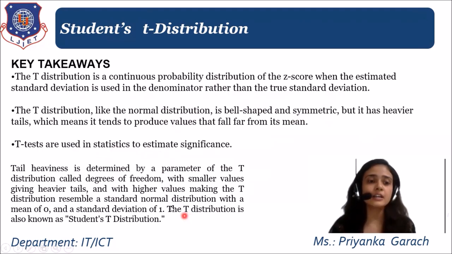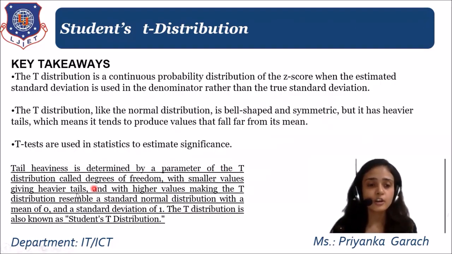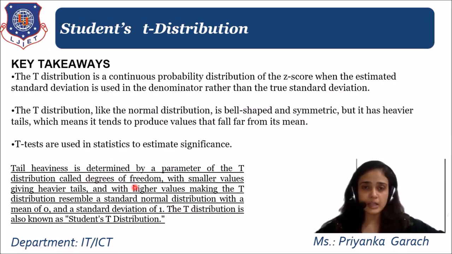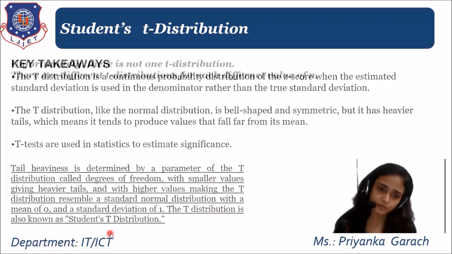Over here, the tail heaviness is determined by a parameter of the t distribution, which is called the degrees of freedom. So how the area covering the tail portion of the distribution should be is determined by the degrees of freedom, with smaller values giving heavier tails, and larger values making the distribution resemble a normal distribution. With a mean of 0 and a standard deviation of 1, the t distribution is also known as the student's t distribution.